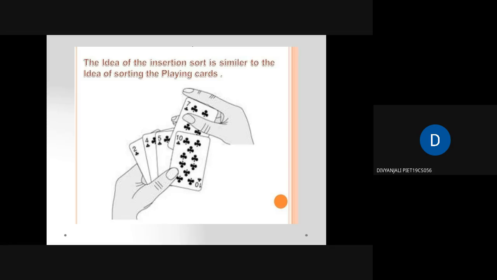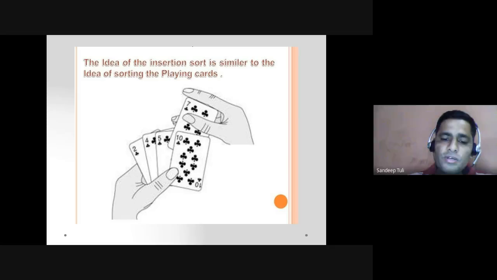तो फर्स्ट ऑफ ऑल, after 5, or before 10. So we need to create a space in between 5 and 10. It means we need to shift 10 one position ahead, and then a space will be created, and then we will insert the 7 at that particular position.